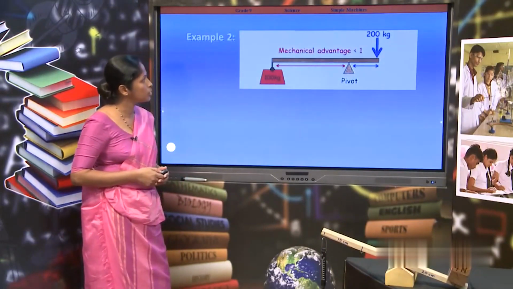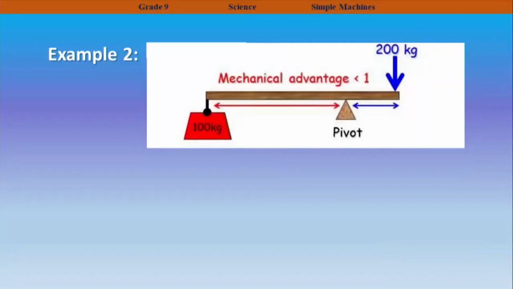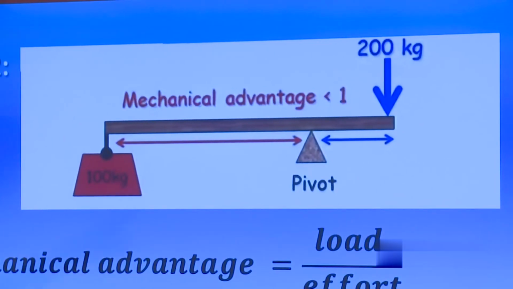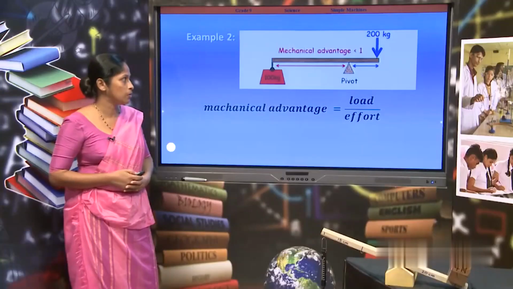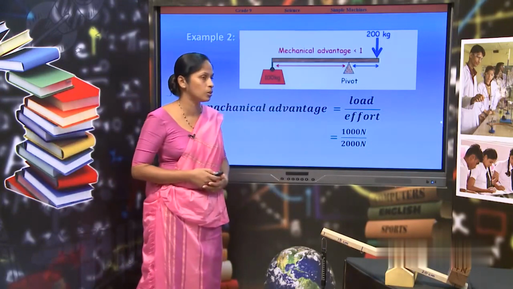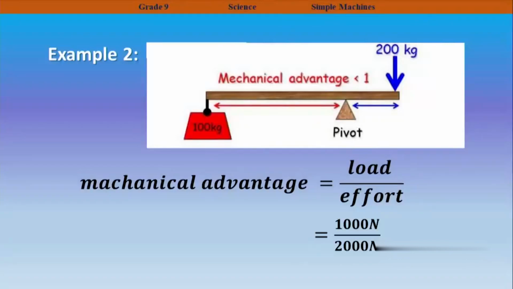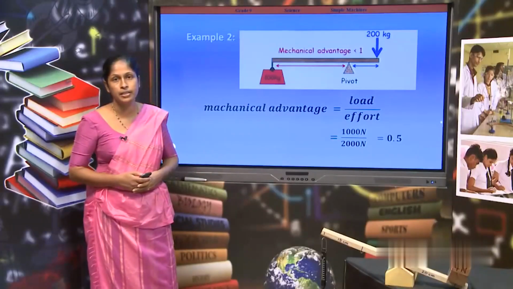Okay. Let us do another activity. Example 2. Here you can see the same load to be lifted by exerting a force, but the effort we exert is greater than earlier, that is 200 kilograms, 2000 Newton. Load is 1000 Newton, effort is 2000 Newton. Answer 0.5. Mechanical advantage is less than 1.